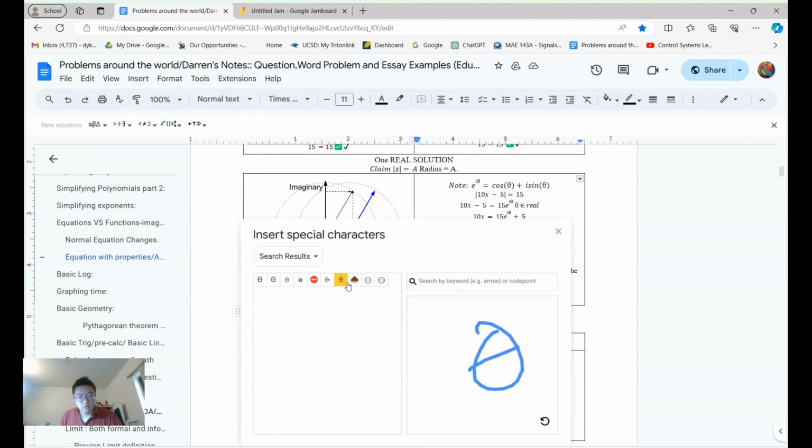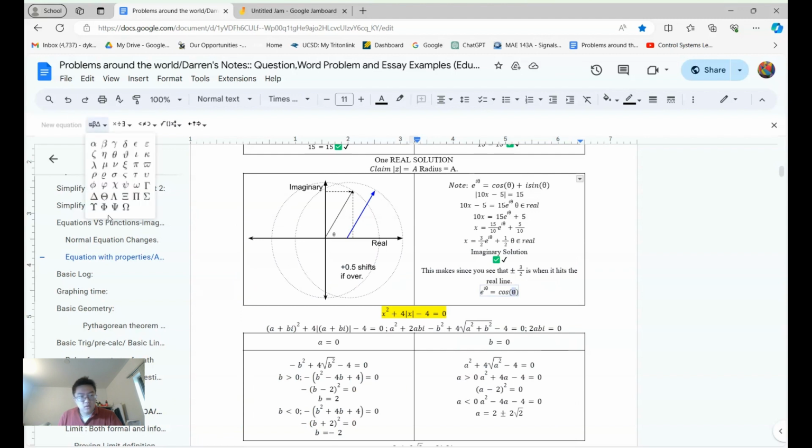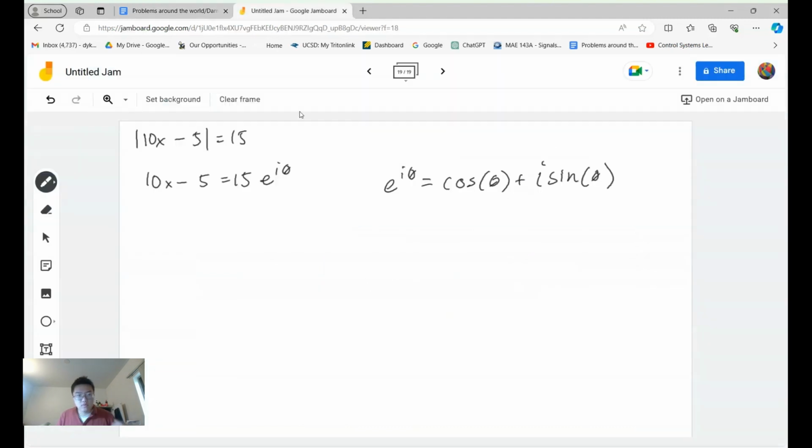Now, is this the right one? I hate that one actually, looking at it. I think I have to use this one. Yeah, I don't like that one. Why is it not the same? I have no idea. Whatever. Okay, there it is.